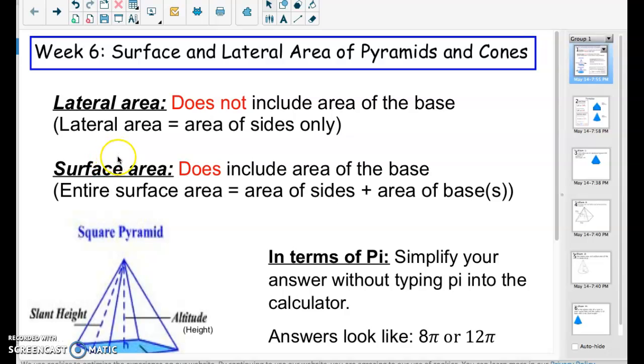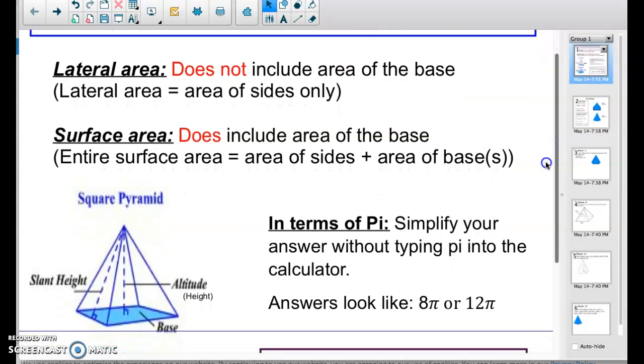Hi everyone! This week we are going to be talking about surface area and lateral area of pyramids and cones. First, let's review a little bit of vocabulary. Lateral area is sides only, no bases. So you're just going to calculate the area of the sides.